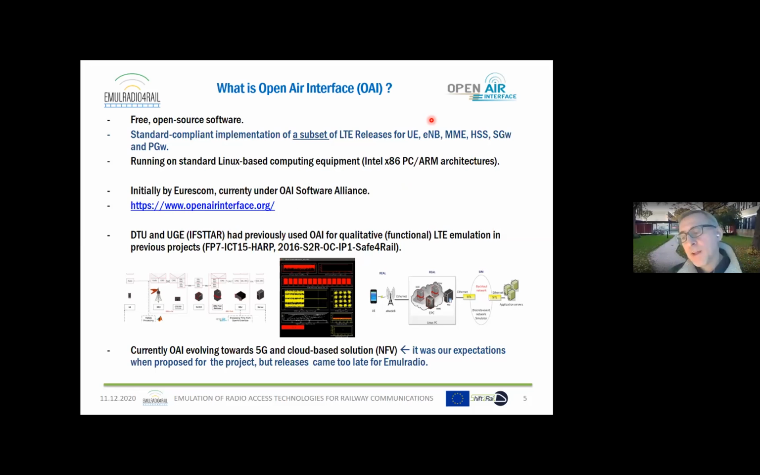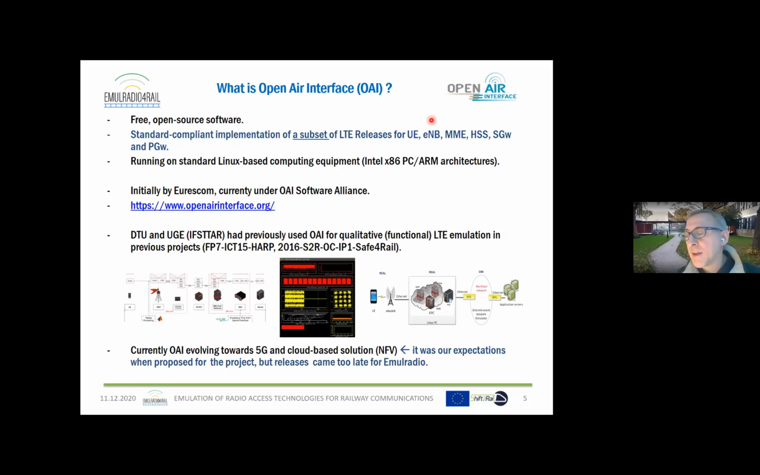So DTU, together also with Université Eiffel in France, we have previously used Open Air Interface in some previous projects, in FP7 and also in Shift2Rail. And we have experience, we were happy with how it was working from a functional perspective.